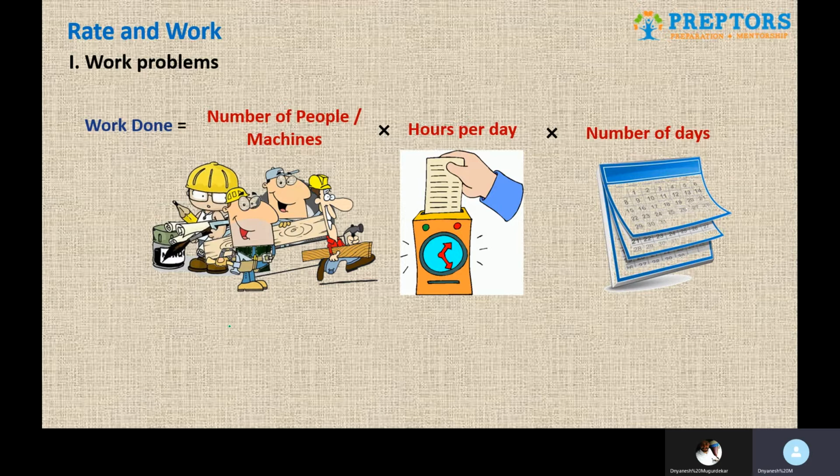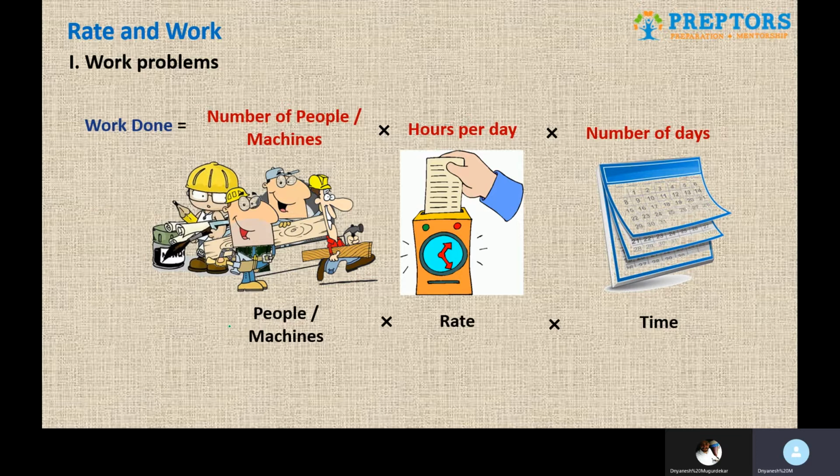Now obviously how many hours per day they are working can also be called at what rate these guys are working. So if the workers are working for 6 hours per day or 8 hours per day, or the machines are working for 10 hours per day, and so on. The number of days taken to finish the job can also be called the time taken to finish the job. And with these two new things added, the refined version of the formula becomes number of people or machines into rate into time. So this is the simple formula for work done, based on which this entire chapter revolves around.